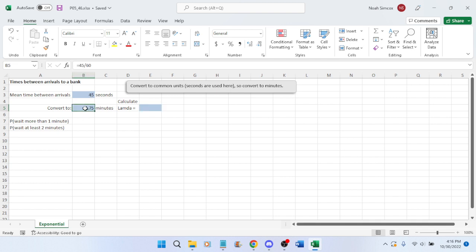45 seconds is 45 divided by 60 minutes. Lambda is equal to the reciprocal of this number. The reciprocal of 75 over 100 is 100 divided by 75, right?